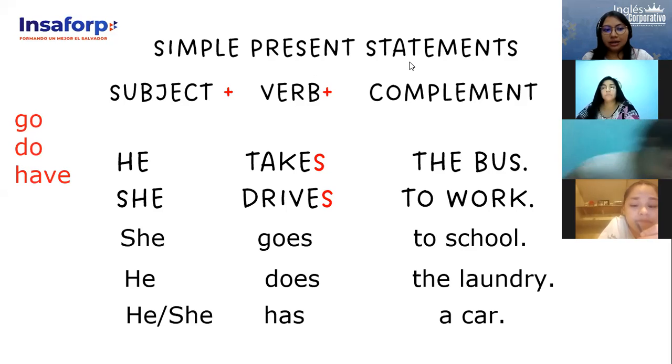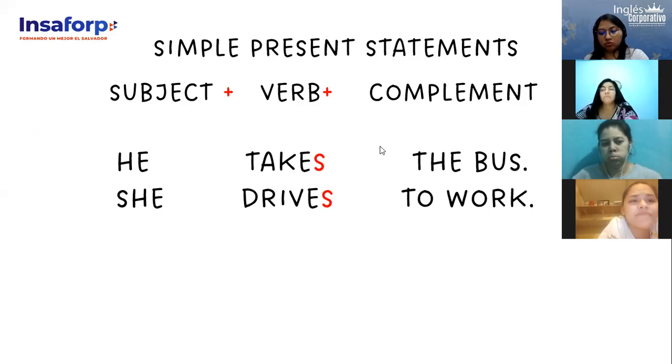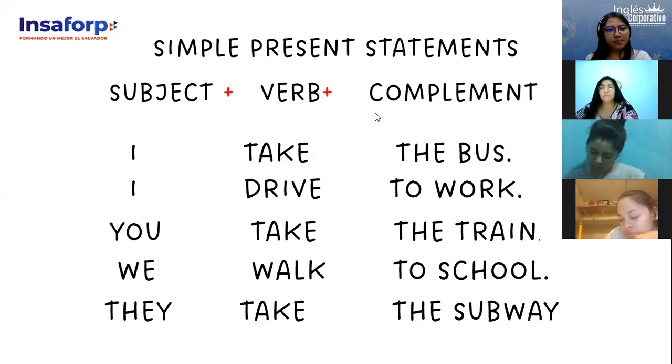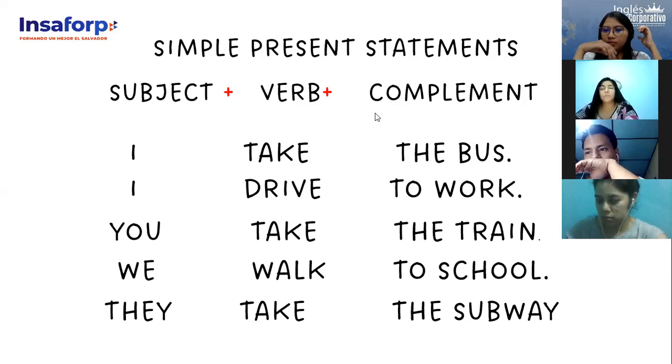So, these are third person simple present statements. Okay, here we go. Let's go back. Let's do the same with the other example. These ones. Take 1 or 2 minutes so you can write this information down. Please write it down. One more minute, so you can copy this.